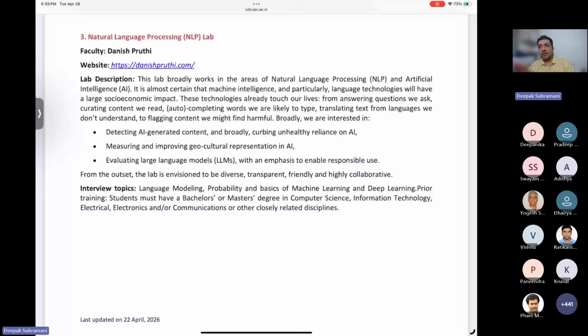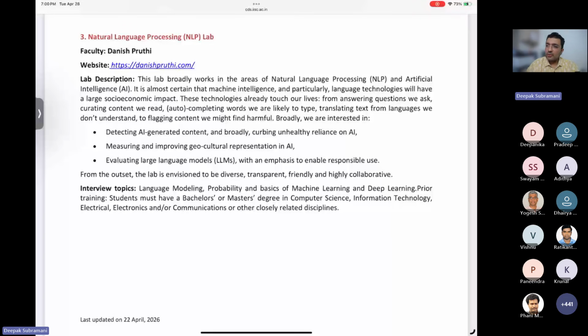He works on detecting AI generated content, broadly working on curbing unhealthy reliance on AI, looking at how evals operate, right? So measuring and improving geocultural representation in AI. Their lab recently won the best paper award at one of the ACL conferences, which is one of the topmost venues for natural language processing research. Then they work on evaluating large language models, and they want the lab to be very diverse, transparent, friendly.